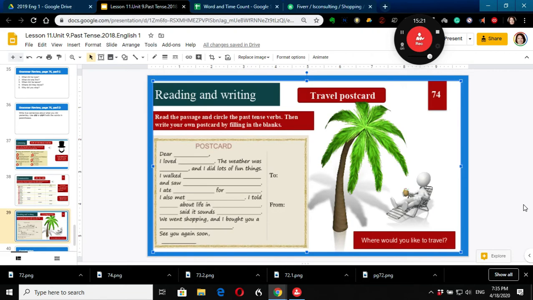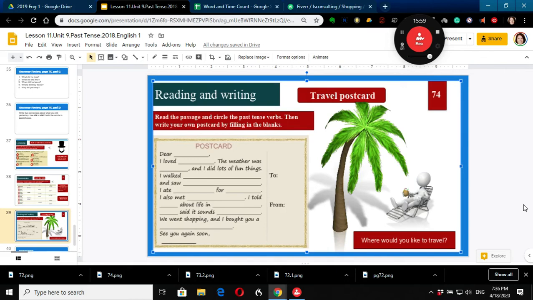Dear Zoe. Or dear whoever. Now you're going to write a postcard to anyone. Write it to your friend, write it to your mom, write it to anybody. Write it to Kanye West if you want to. I don't care. Okay, I loved something. The weather was something, and I did a lot of fun things. You're talking about what you did, what you would do on your dream vacation. You pretend you went on your dream vacation, and you wrote down what you did, and you sent a postcard to somebody. Okay? You can send it to Kim Yuna. I don't care. You're going to write your postcard.